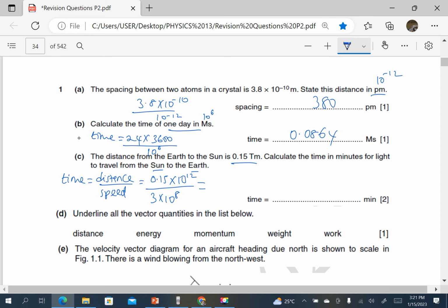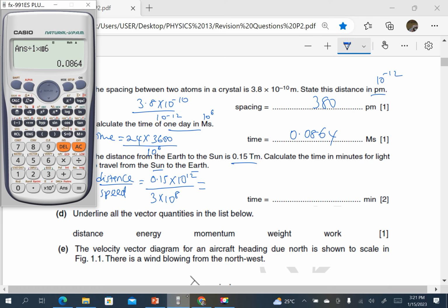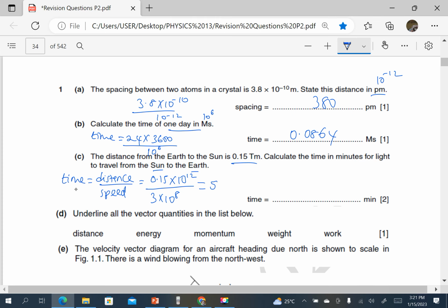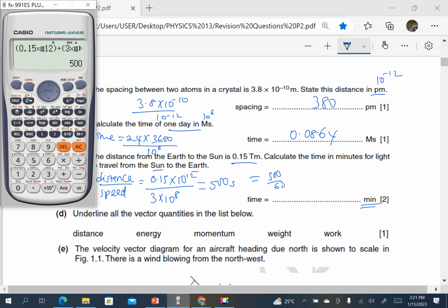This is going to give us 0.15 exponent 12 divided by 3 exponent 8. So that is 500. That is in seconds. We want the answer in minutes. Remember, 1 minute is 60 seconds, so we divide this by 60. So this will be 500 divided by 60. And that is 8.3.